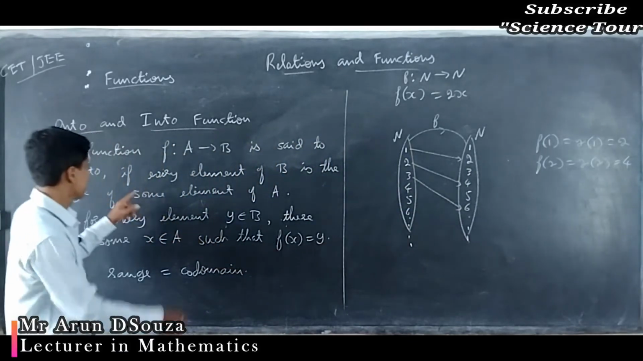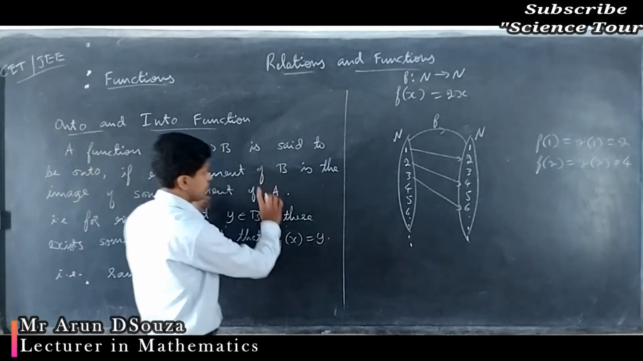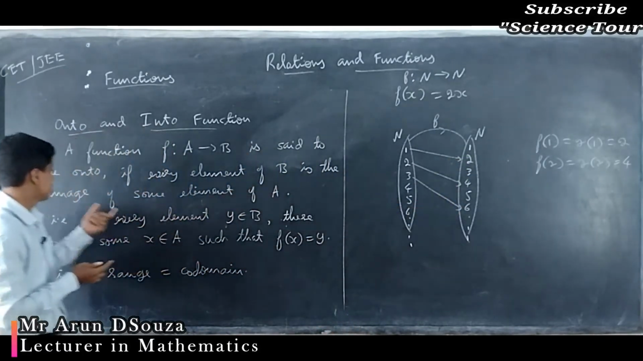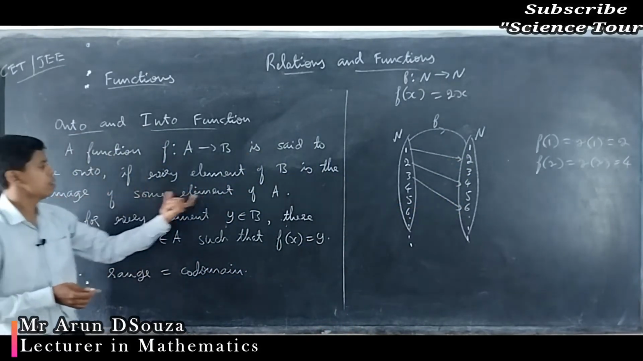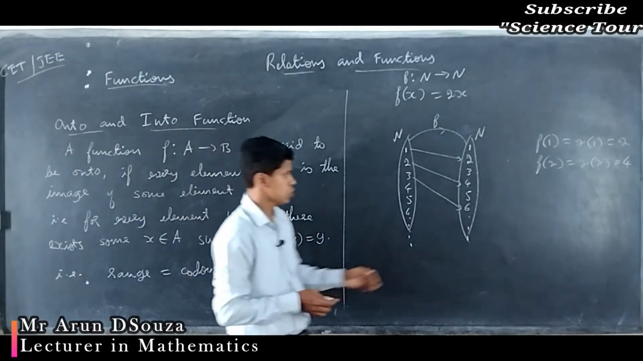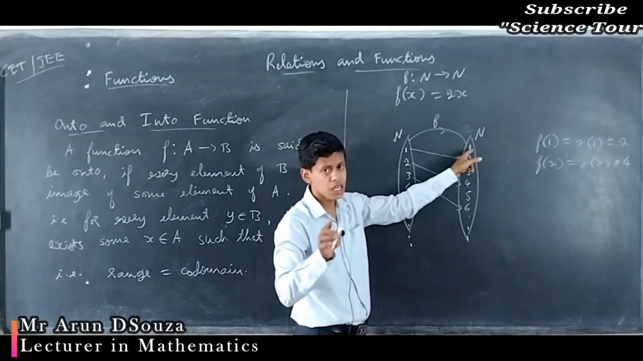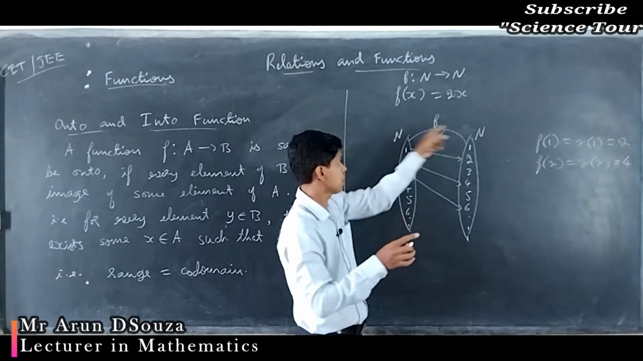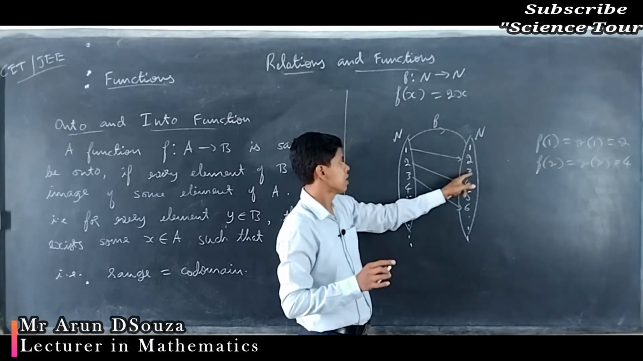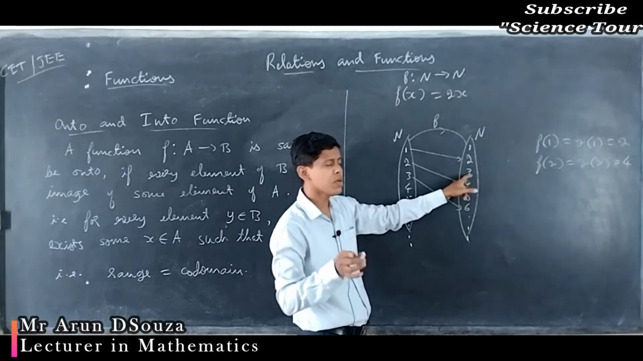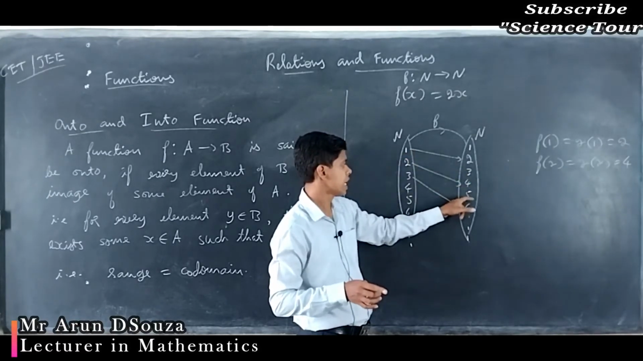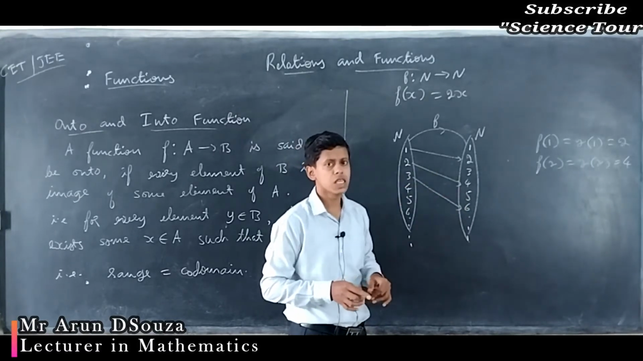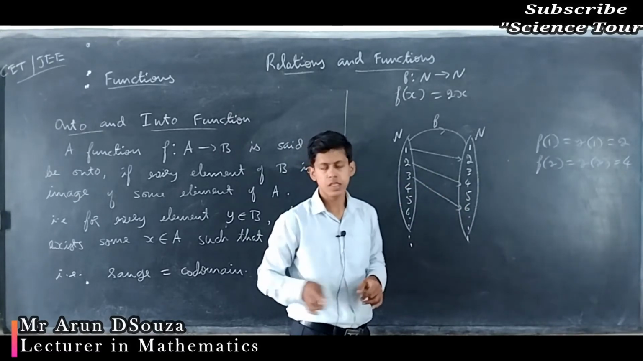So if every element of B is the image of some element of A, then every element, 1, should be the image of some element of A. So this is A, and that is B. And 3 should be the image of some element of A. Yes, 5 should be the image of some element of A. Now is it the case here? No, this does not happen.